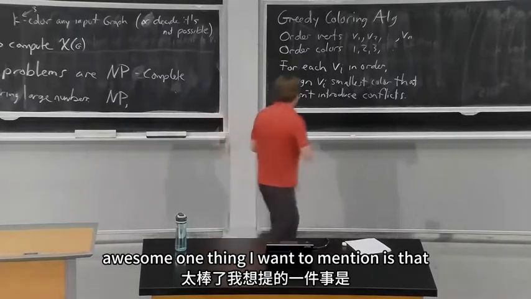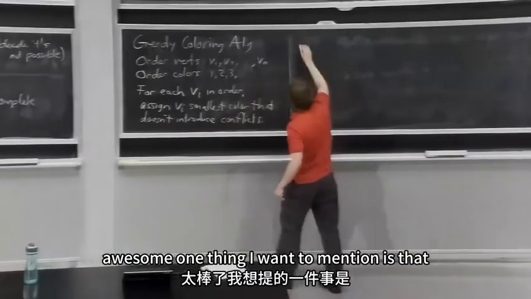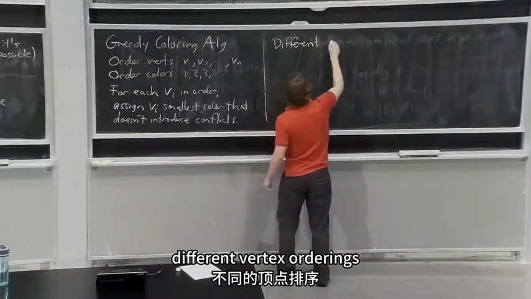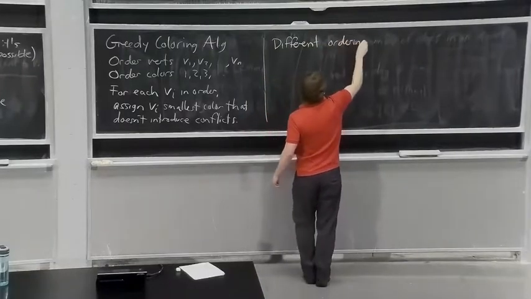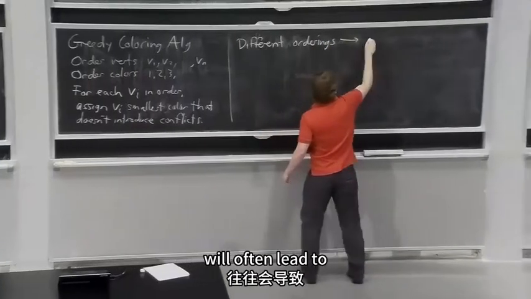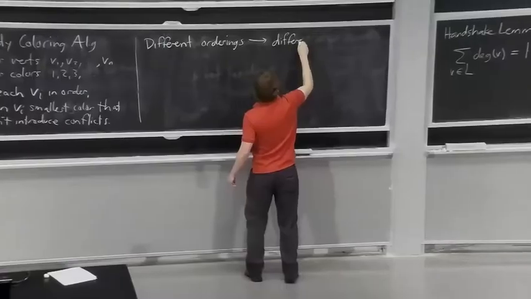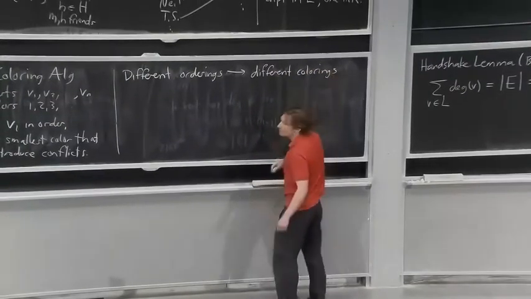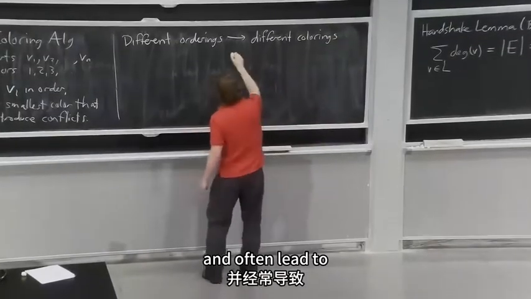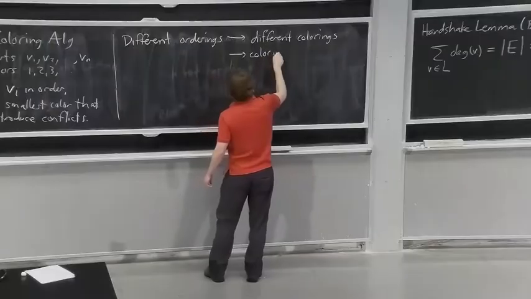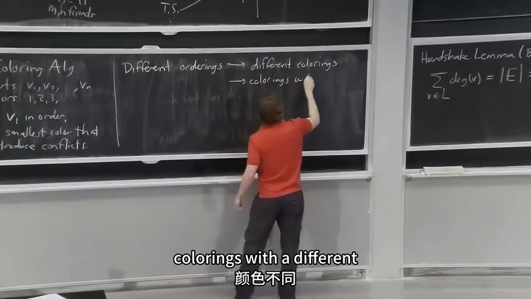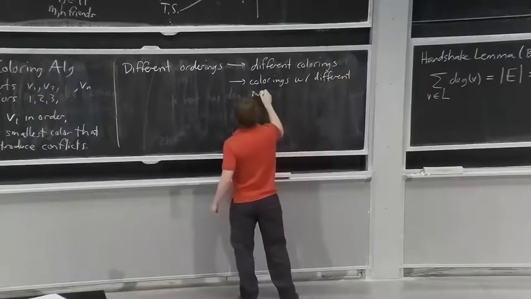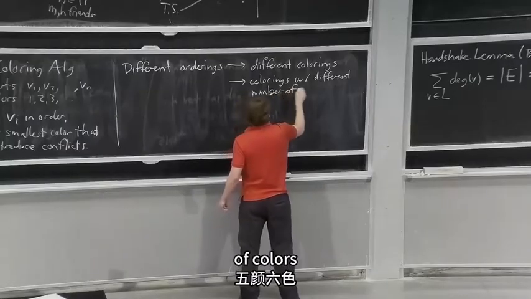Awesome. One thing I want to mention is that different vertex orderings will often lead to different colorings, and often lead to colorings with a different number of colors.